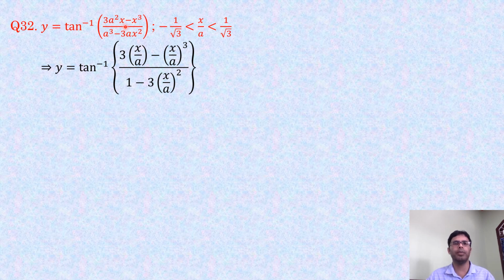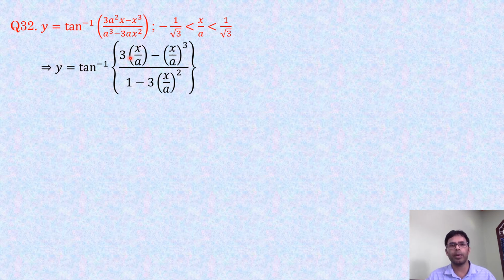So here a cube division, 3 is there, a square cancel, x by a is there. Because a cube division, a square is cancelled, so 1 by a will be there, so x by a is there, minus a cube division, so it is x by a whole cube, we can write, it is making 1 minus 3, and it is a cube division, so a is cancelled, a square will be there, so it can be written as x by a whole square.